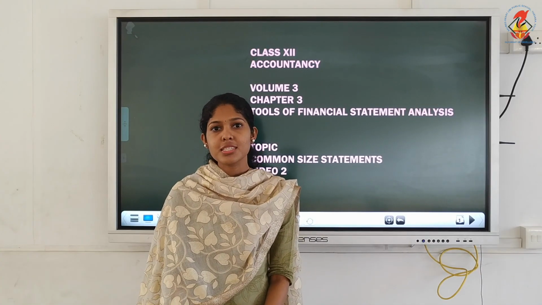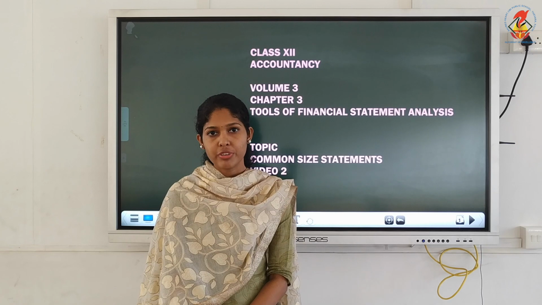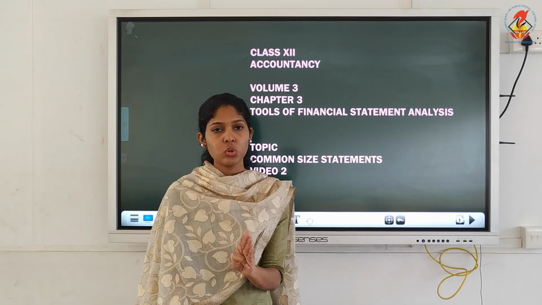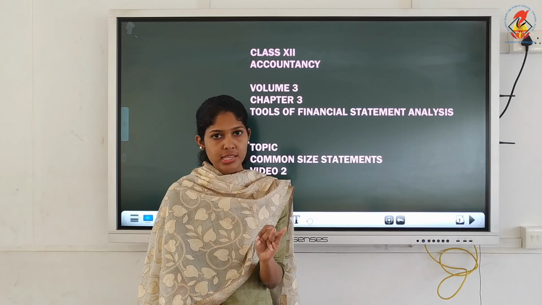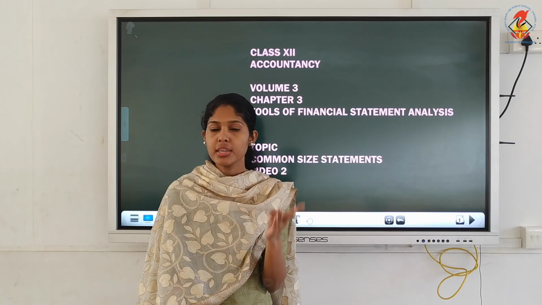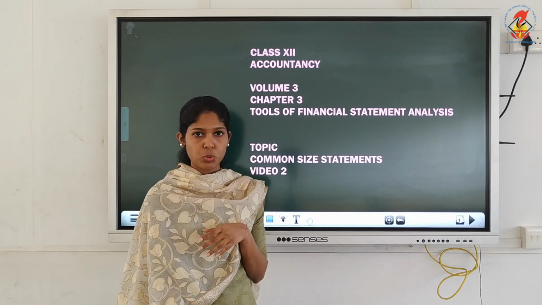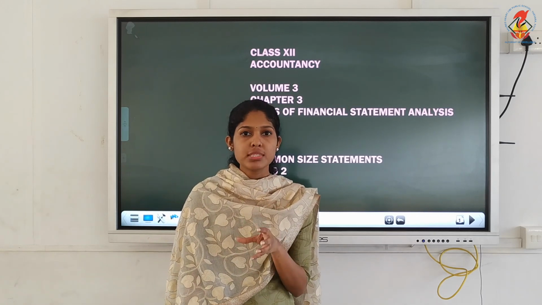Now we'll discuss the next tool of analysis, common size statements. Altogether we have 4: comparative, common size, then the other 2 we learned already, accounting ratios and cash flow statement. So this is the last portion of this chapter, common size statements.